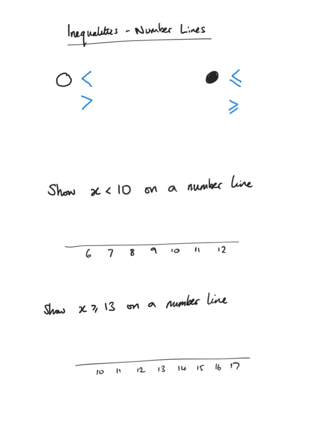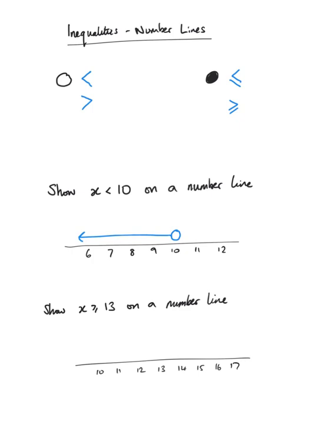If I want to show x is less than 10 on a number line, I'm going to use the not coloured in circle because it's just less than. I'm going to put that circle directly above the 10. And because I want less than, I'm going to draw an arrow towards the smaller numbers. There's no lower bound on that, which is why I need an arrow rather than a line that finishes in a particular place. My number can be anything less than 10.